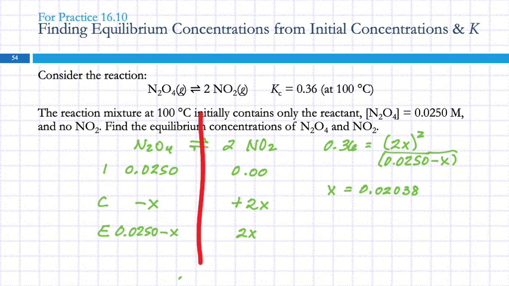I just realized I wasn't actually finishing the previous problem. My bad. I just found X. It wanted actual concentrations. So 0.025 minus 0.0204. So this is going to be 0.0046 molar. And this one's going to be 2 times 0.0204, which should be 0.0408 molar.